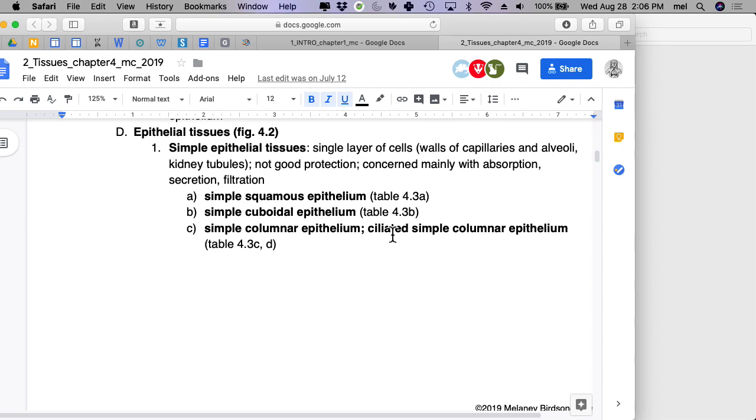You're going to find it in places that really want to do a lot of transport. So you will find it forming the oxygen transport portions of your lungs, called the alveoli. You will also find it forming the walls of capillaries, because what are capillaries really trying to do? Let oxygen and nutrients out, and let waste and carbon dioxide in. Does that make sense? And then let's go to simple cuboidal epithelium.